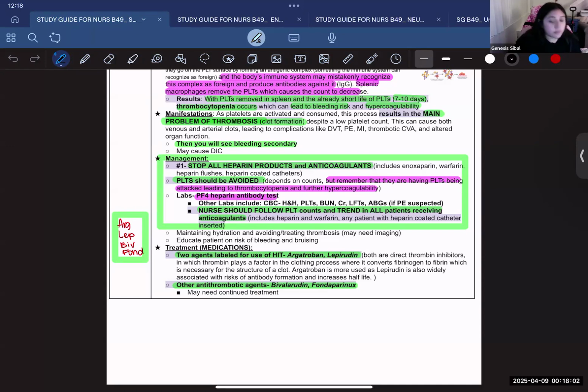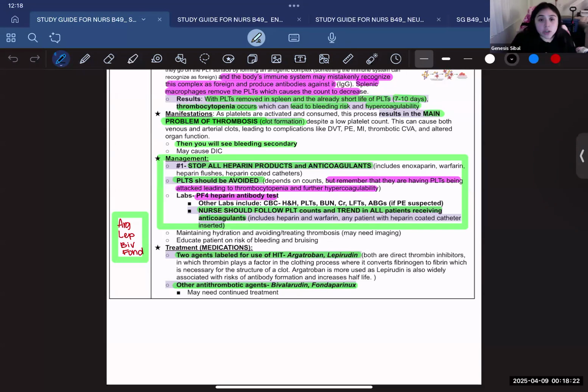So platelets, for the most part, should be avoided because it's just going to keep creating this process of what's happening. And then, what can we do for the labs? Well, you can look at the PF4. I think that's a beautiful thing. I love it when labs are straight up like this, where it's like, okay, PF4, that's what we talked about within the patho. So you can look at the PF4 heparin antibody test.